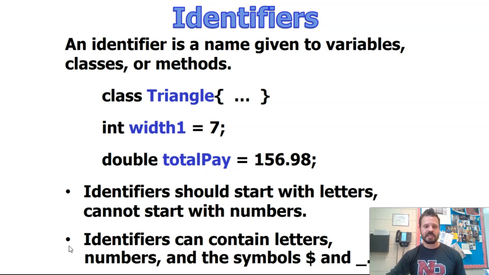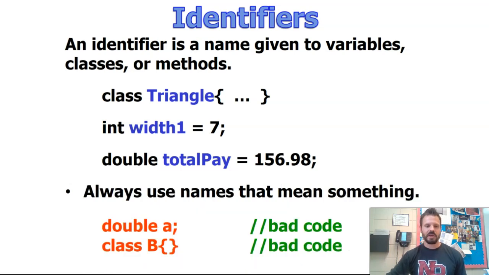Identifiers can contain letters, numbers, and the symbols dollar sign or the underscore, and that is it. You can't have any other symbols, like ampersand or percent symbols. They have to start with a letter, with numbers anywhere in there, and a dollar sign or underscore within the identifier name.